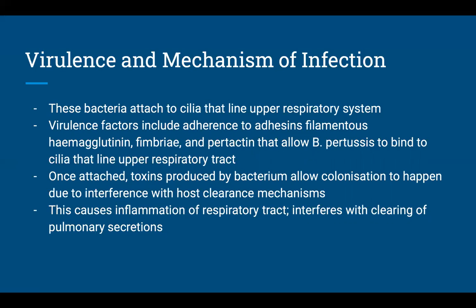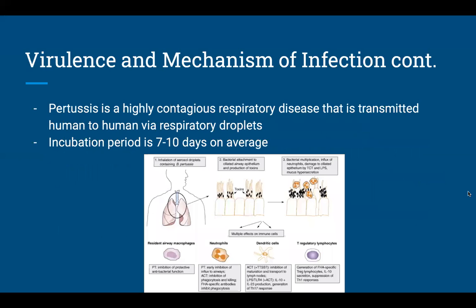This causes inflammation of the respiratory tract, which interferes with an individual being able to clear pulmonary secretions from their lungs. Pertussis is a highly contagious respiratory disease that is transmitted human to human via respiratory droplets. I will discuss this more in later slides, but the incubation period is about 7 to 10 days on average. The picture at the bottom shows the mechanism of infection, if you would like to see a visual.